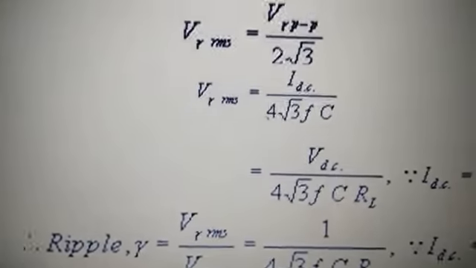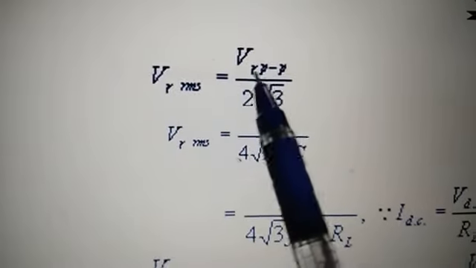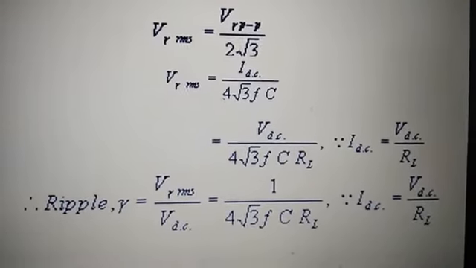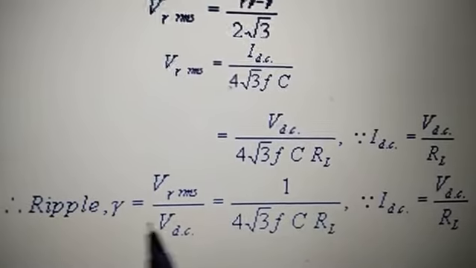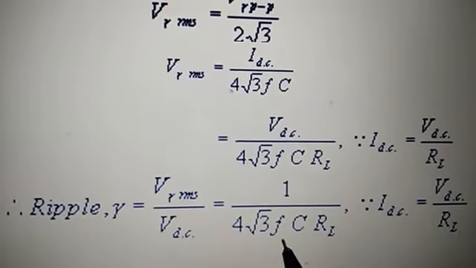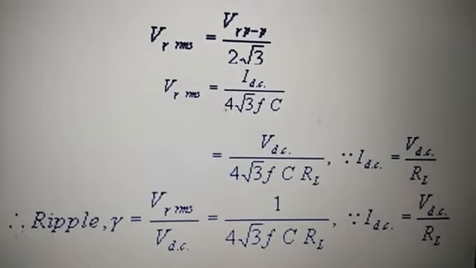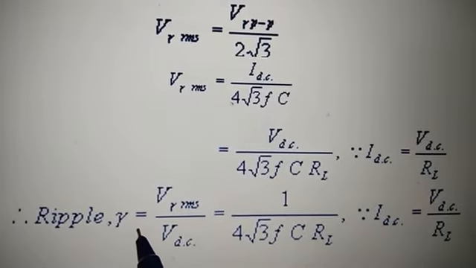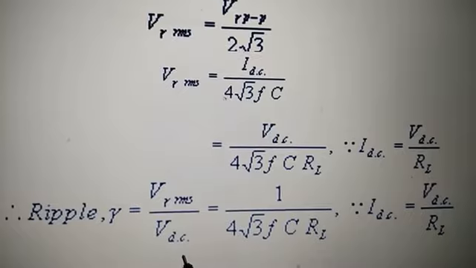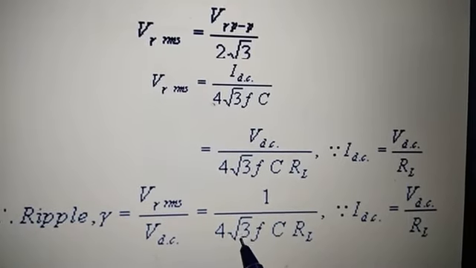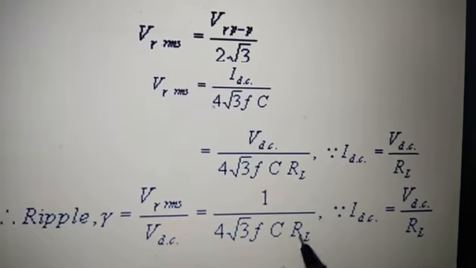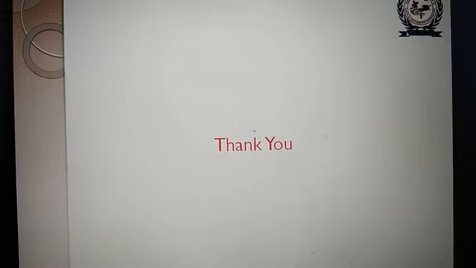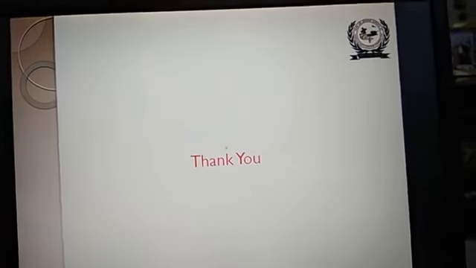The RMS value of the ripple voltage is given by V ripple peak to peak upon 2 root 3. And the ripple factor for this capacitor filter is 1 upon 4 root 3 F into C into RL. This formula is important. Ripple factor with capacitor filter, gamma or r, is equal to V RMS upon V DC, which is equal to 1 upon 4 root 3 F into C into RL. So this ripple factor is important. This is all about the filters which we have gone through.